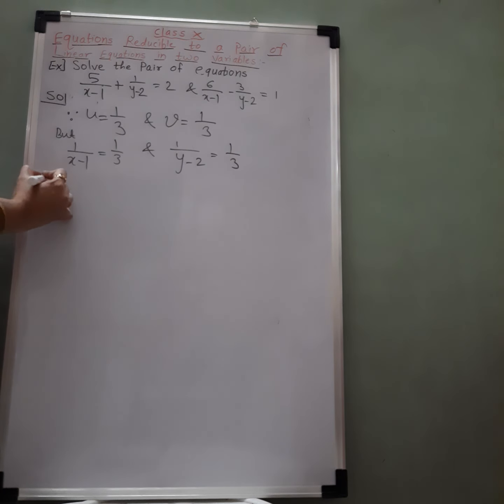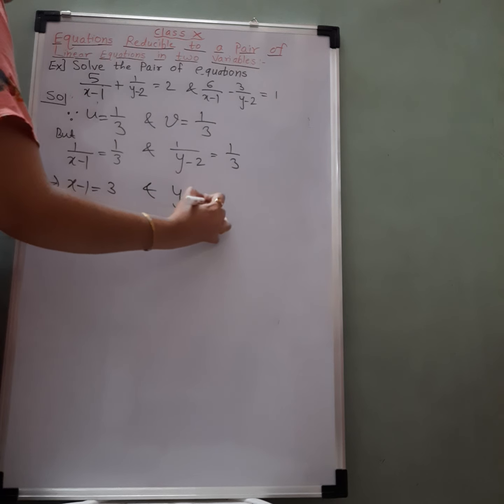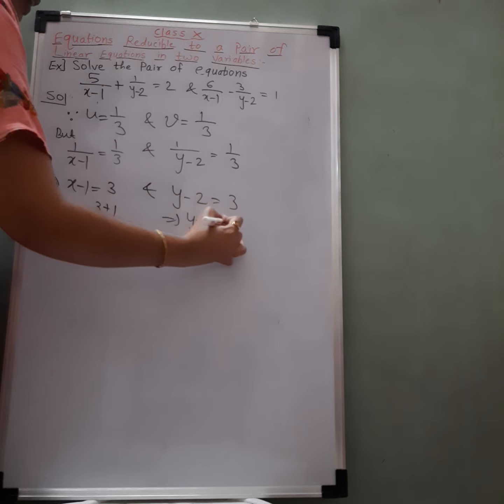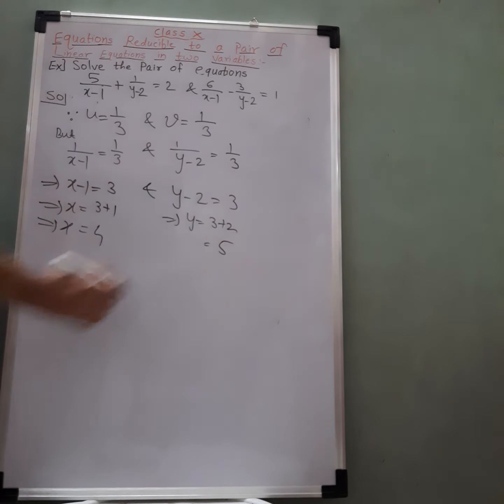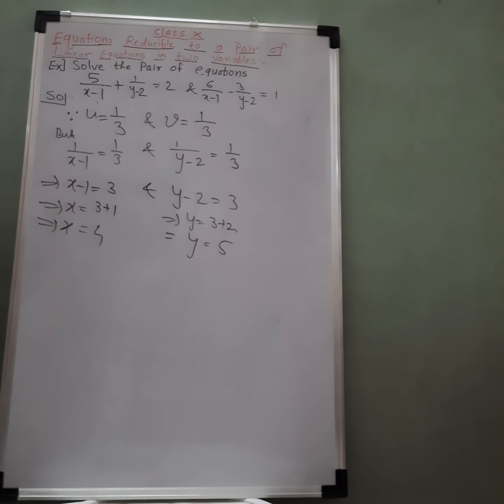In the next step, by cross multiplication, you will get x minus 1 is equal to 3. This implies x is equal to 3 plus 1, which is equal to 4. And y minus 2 is equal to 3, which implies y is equal to 3 plus 2, which is equal to 5. Thus, x is equal to 4 and y is equal to 5 is the solution of the given pair of linear equations.